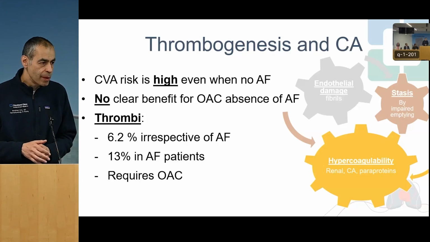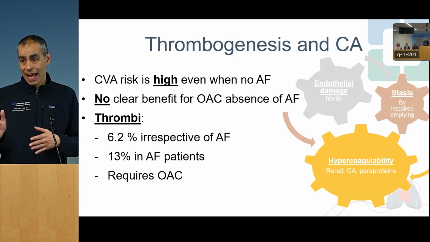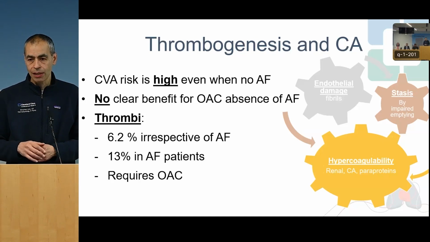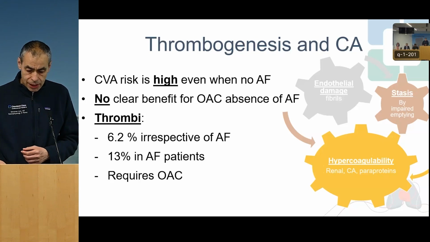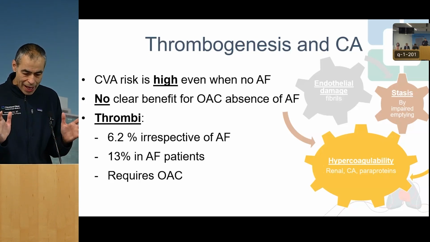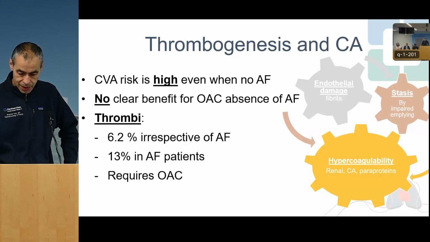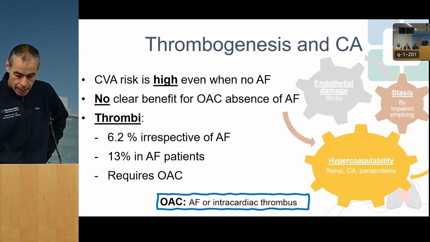So when do I give them oral anticoagulation? Usually if they have atrial fibrillation, or if they've had a prior history of a left atrial clot or left ventricular clot, they need to be on oral anticoagulation. We don't have clear data that everybody needs to be on oral anticoagulation in the absence of AFib or a clot.